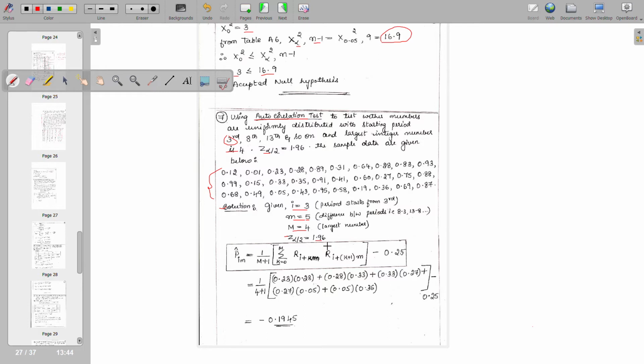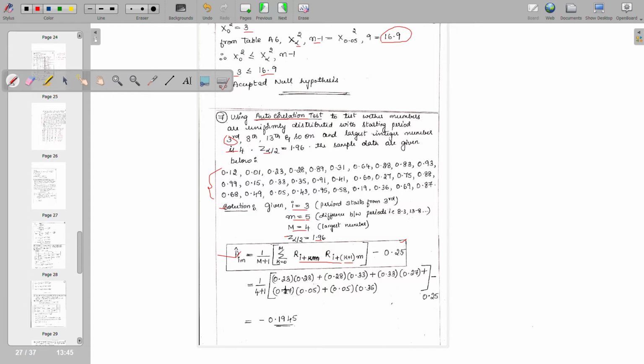Now first we need to find the autocorrelation and standard deviation. The autocorrelation of rho hat i comma m is equal to 1 divided by (largest integer M plus 1), times the summation of k equal to 0 to largest integer M of R(i plus k m) into R(i plus (k plus 1) m), minus 0.25. This is the equation. Now how do we find this value without using the equation?